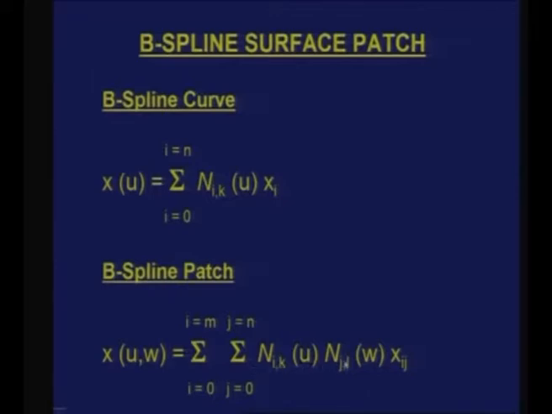And if I leave the x_ij and take the summation of all these things, it is still unity. So, that property is valid as far as B-spline surface patches too in this case.